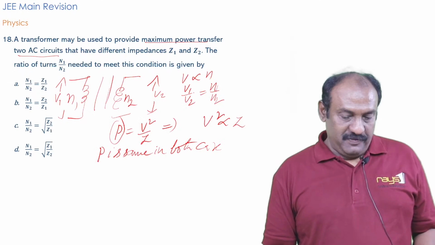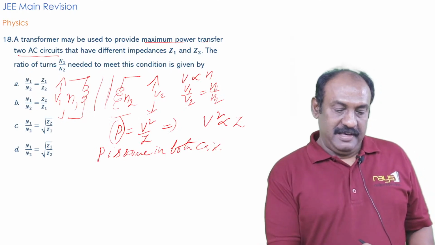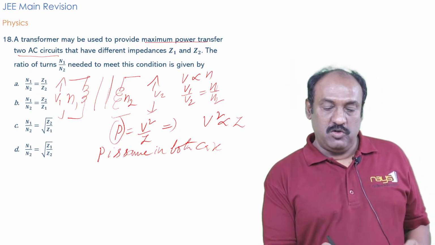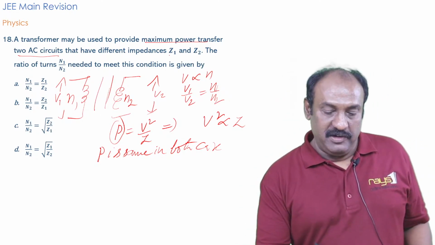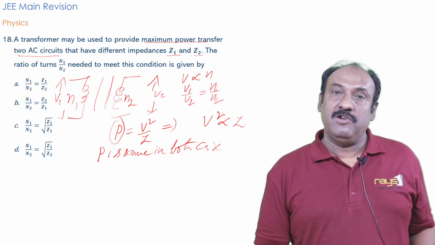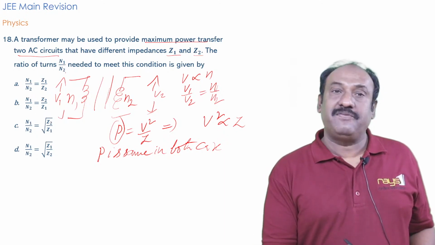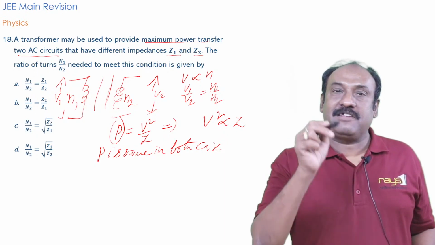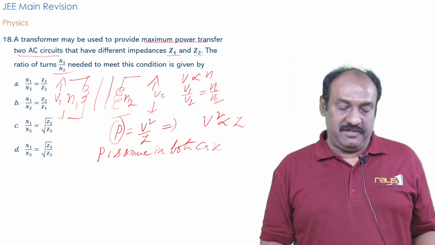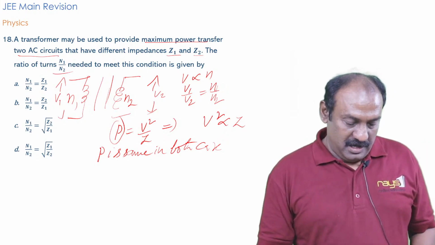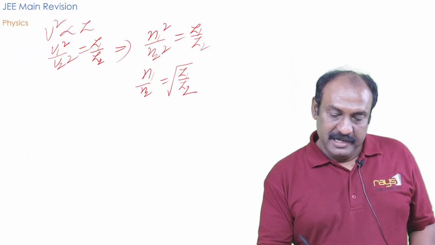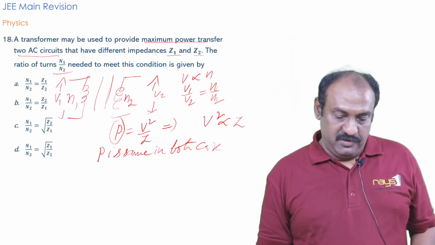So what is the answer for this one? A transformer may be used to provide maximum power transfer to two AC circuits that have different impedances Z1 and Z2. The ratio of the number of turns needed to meet this condition: N1 by N2 equals root of Z1 by Z2, as I calculated. See the derivation, root of Z1 by Z2.